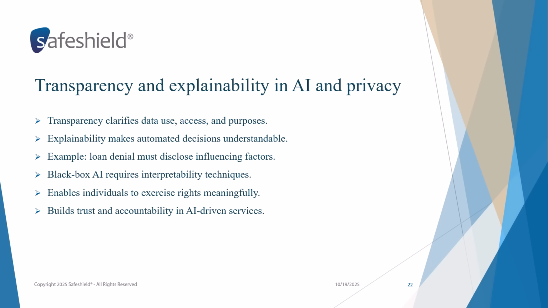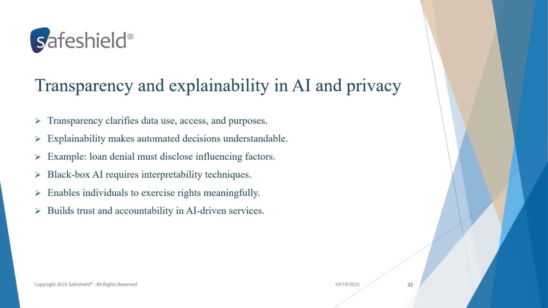For AI, transparency must also cover aspects of automated decision-making and profiling. Explainability goes further. It ensures that users and regulators can understand the logic behind AI-driven outcomes. For example, if a loan application is denied based on an algorithm, the applicant has a right to know which factors influenced that decision. Without explainability, the right to challenge automated decisions becomes meaningless.